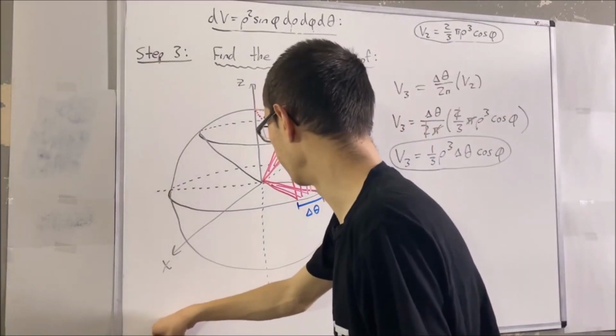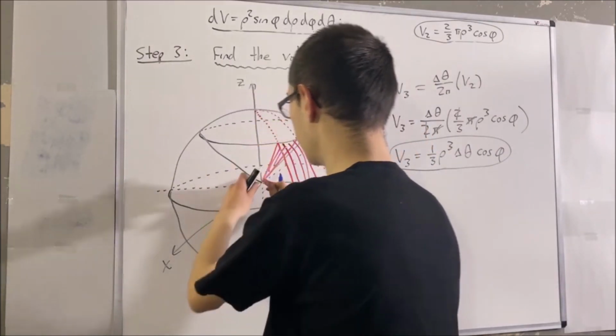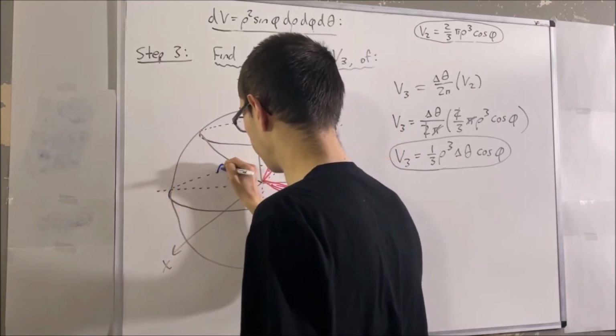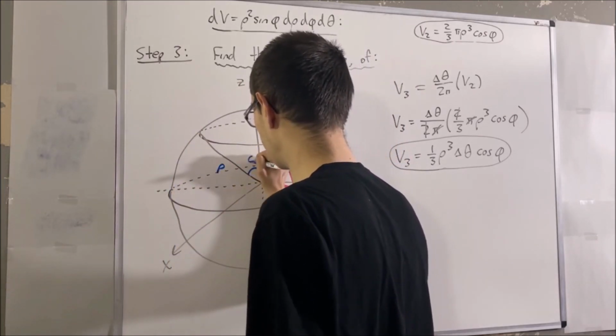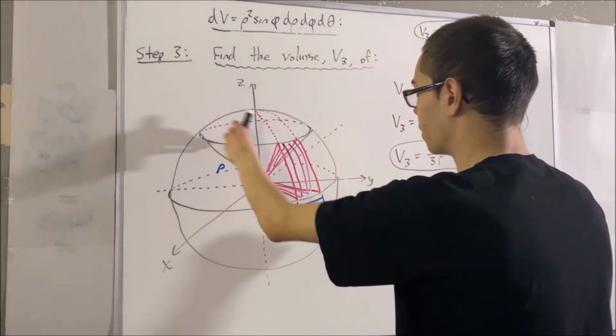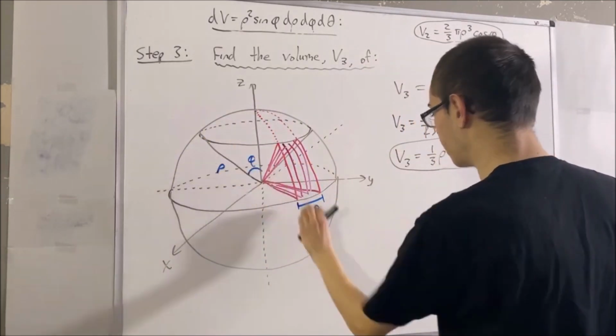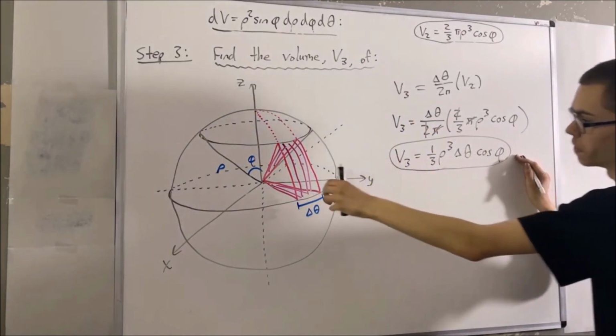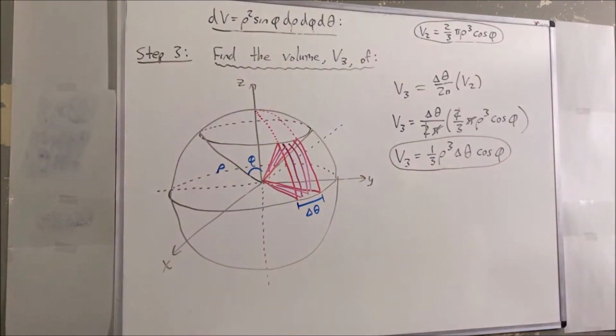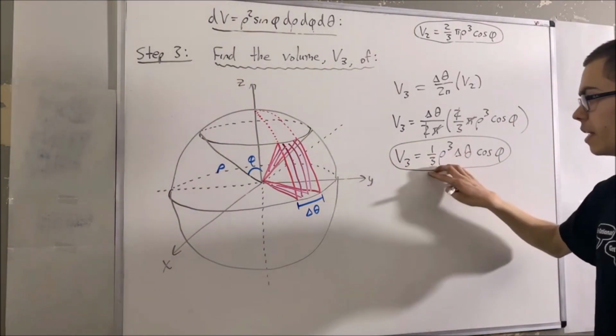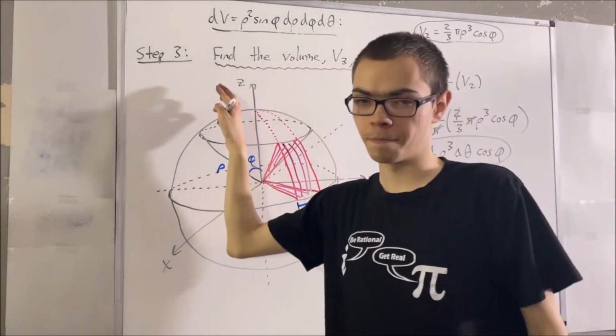And technically, to be complete, I should notate that rho is still the radius of the sphere, and phi is still the angle forming this line of latitude. So given these three things, this would be the volume of this red region. So that completes step 3. So now we're going to move on to step 4.